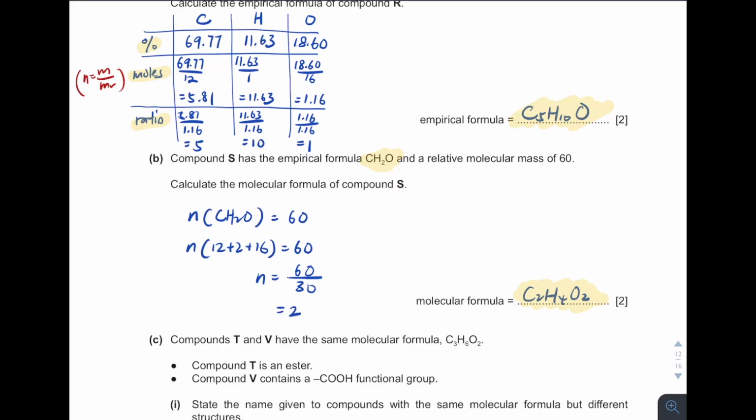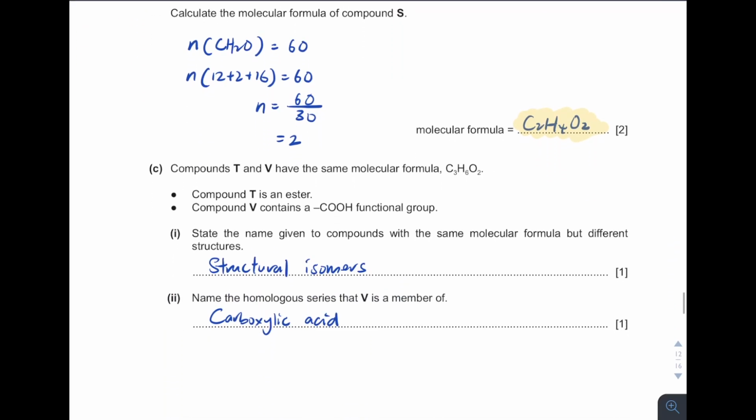Alright? Then what is the name given to compounds with the same molecular formula but different structures? Okay, it is structural isomers, or isomers, either one will do, as long as you mention the word isomers. Okay, name the homologous series that V is a member of. You see, V is mentioned here. It contains the COOH functional group. So what's the compound again? It is carboxylic acid. All carboxylic acids contain the COOH functional group.